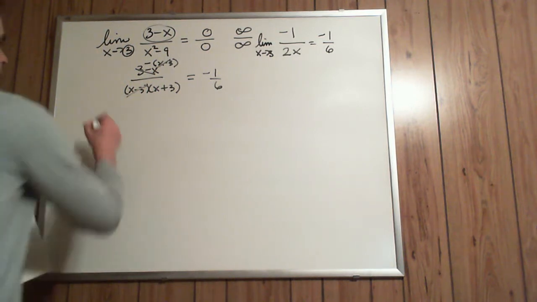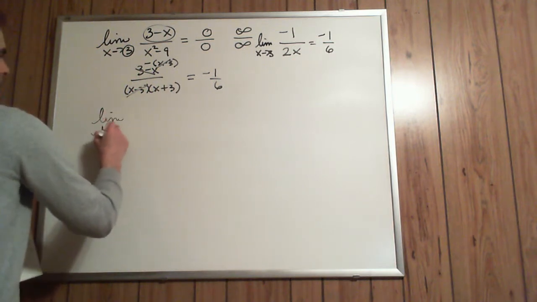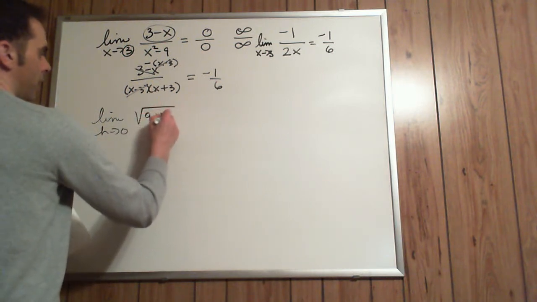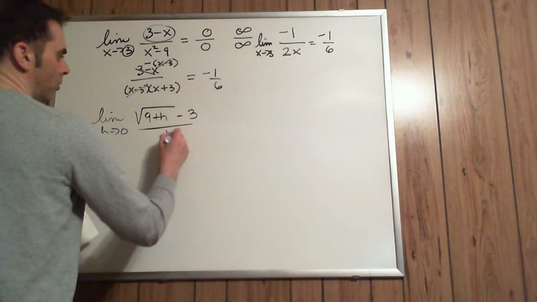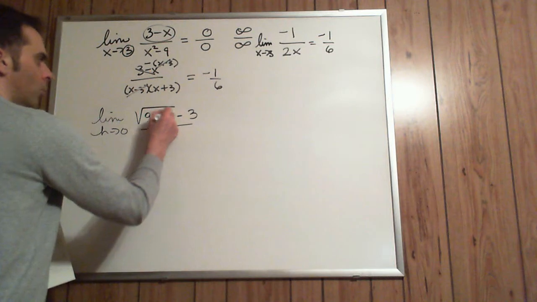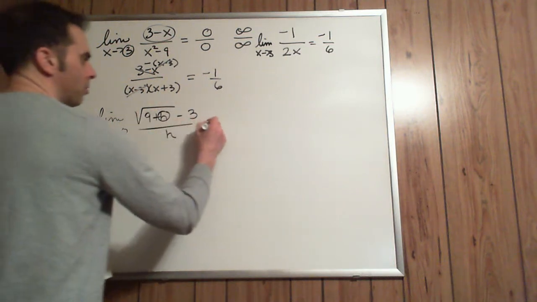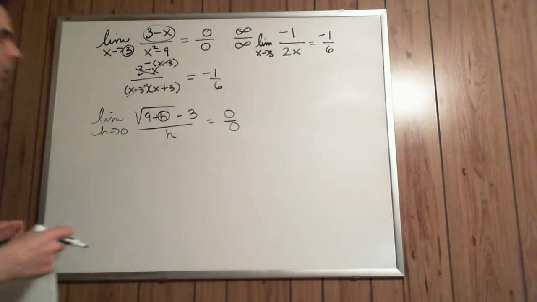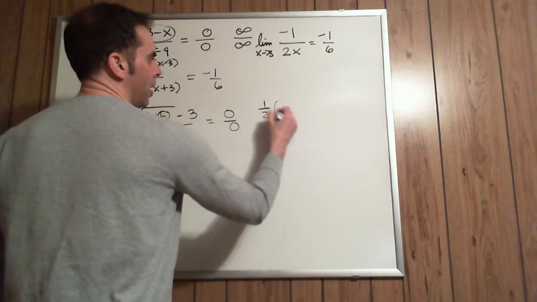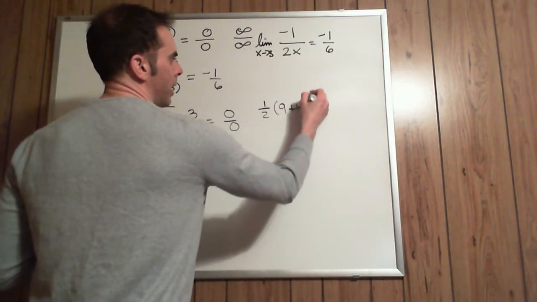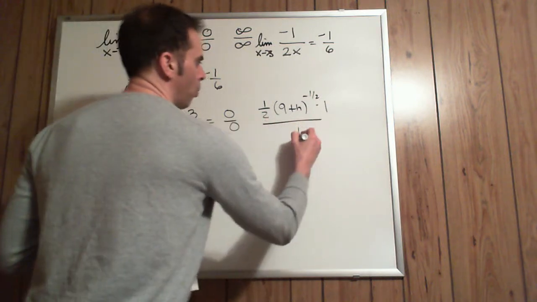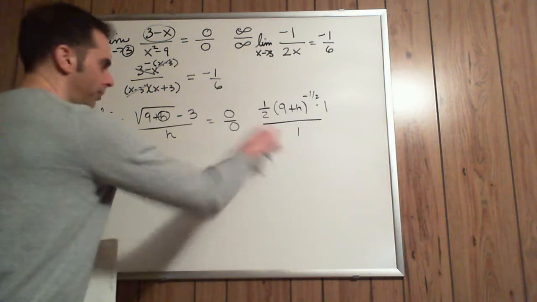Another example is the limit as h approaches 0 of the square root of 9 plus h minus 3 all over h. So if we replace h with 0, we get the square root of 9 is 3, 3 minus 3 is 0, 0 over 0, we may call L'Hopital again. The derivative of the top would be 1/2 times 9 plus h to the negative 1/2 times 1, and the derivative of the bottom would be 1. The derivative of h is just 1.